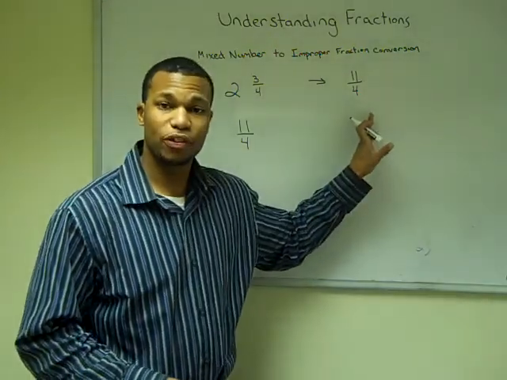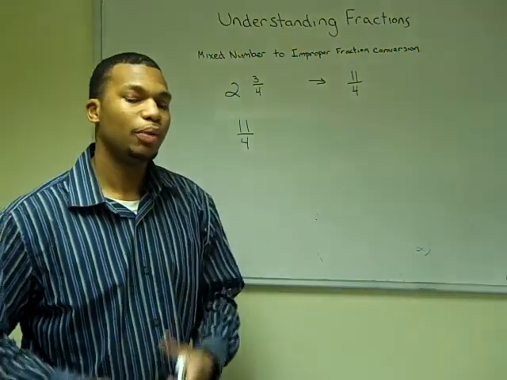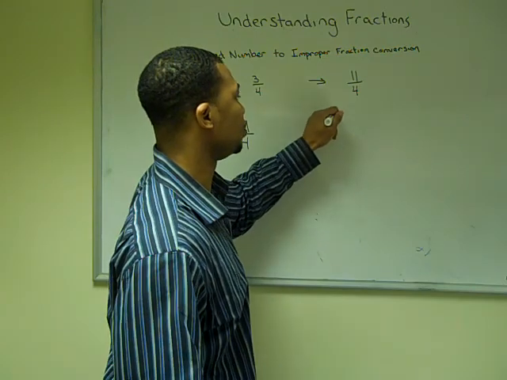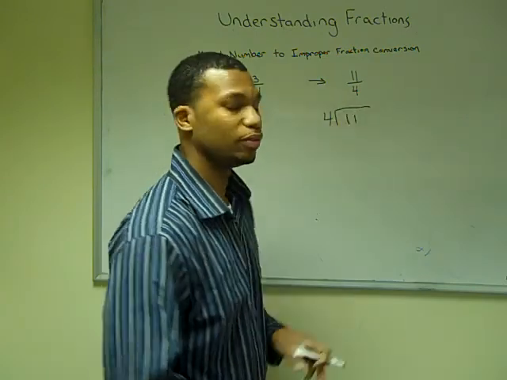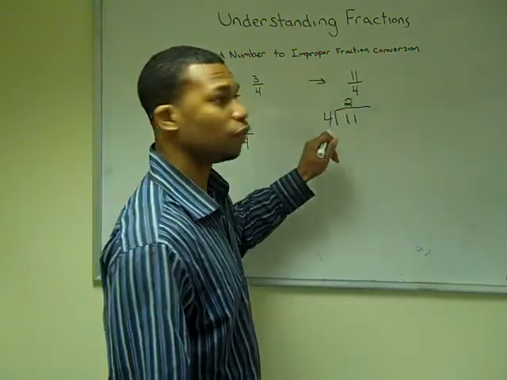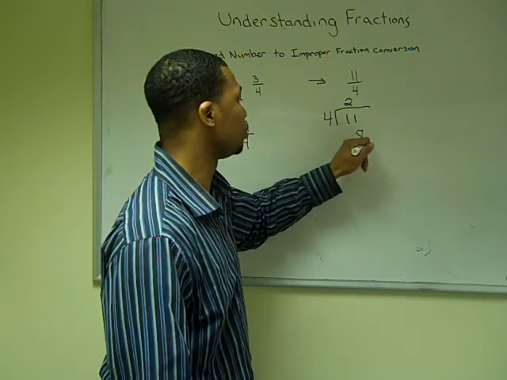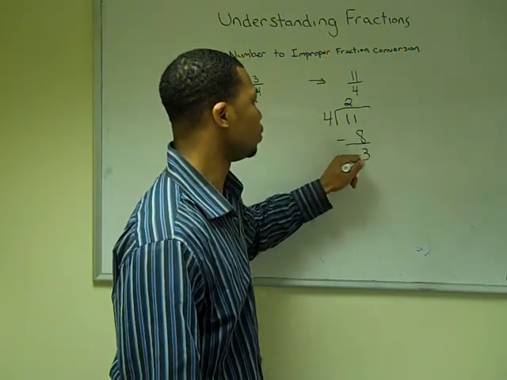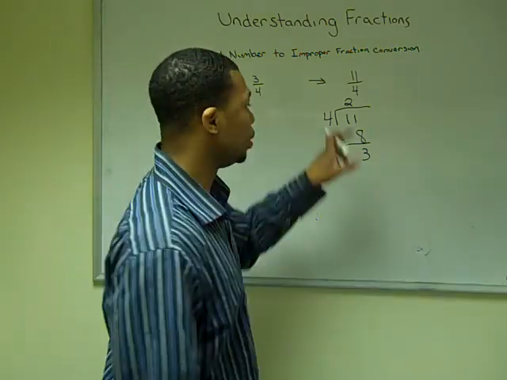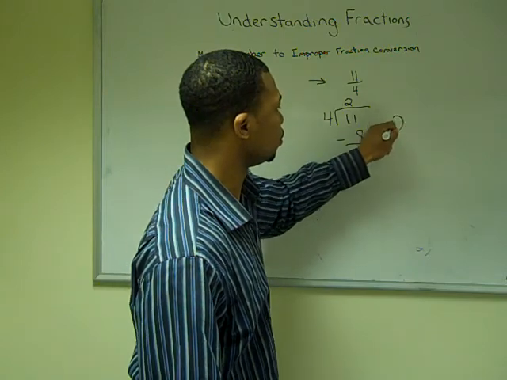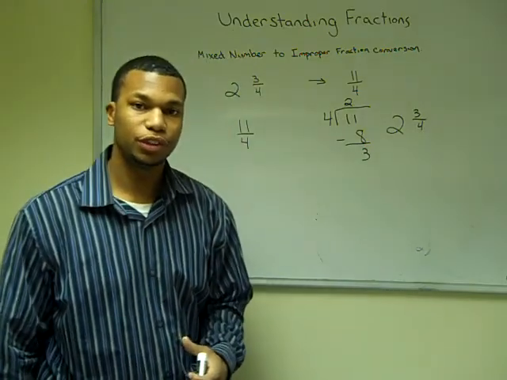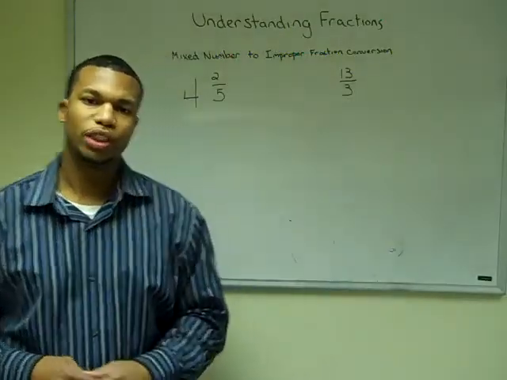Now to take the improper fraction and convert it back into a mixed number, we have to utilize division. We're going to take our denominator, 4, put a division bar, and 11. 4 can go into 11 2 times. 4 times 2 is 8. When we subtract, we have 3 remainder. So therefore, our mixed number would be 2 3/4.